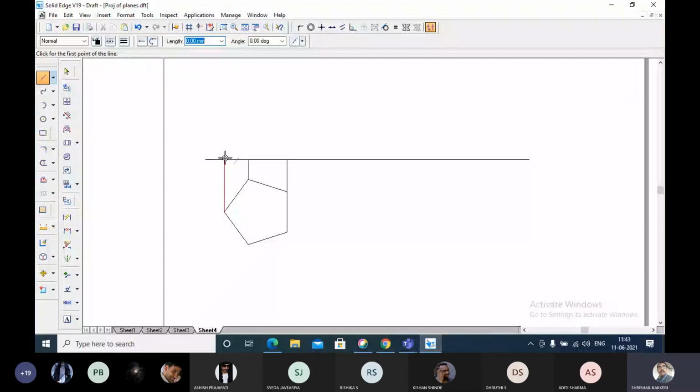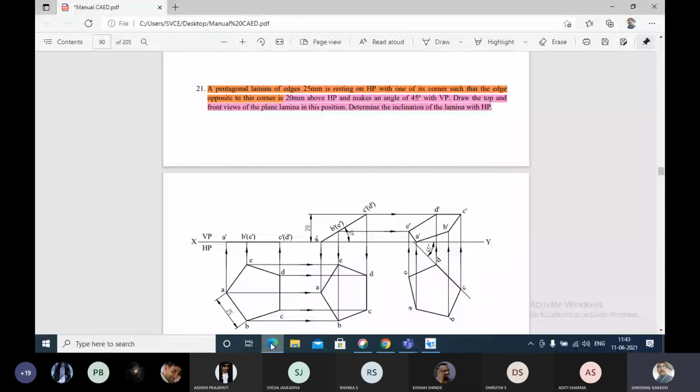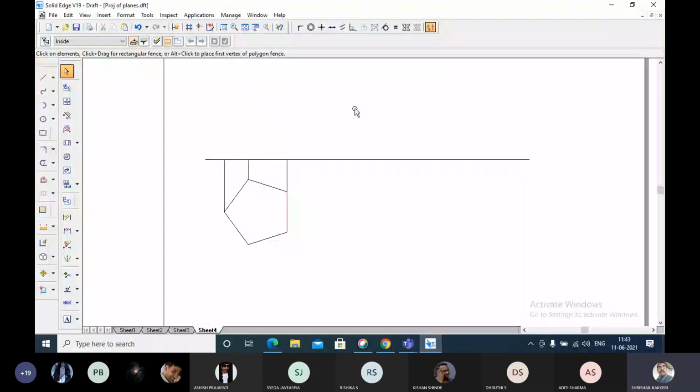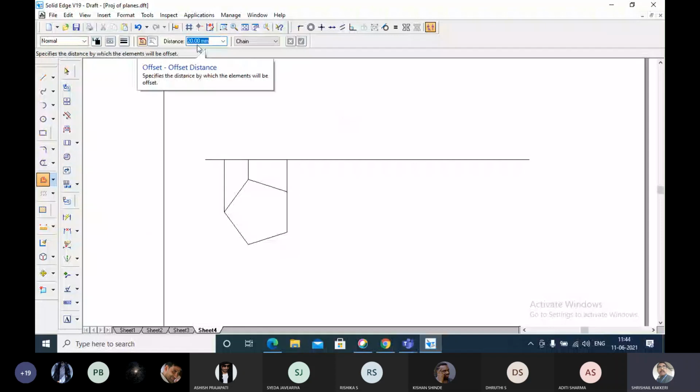Next, what they have given us, the edge opposite to the corner on which it rests is at a height of 20 mm from the horizontal plane. One can construct a 20 mm line and draw it, or directly go for the offset command. Use the offset command, and by default it keeps the previous value. Here, fortunately, in the previous class I had used 20 mm, so the 20 mm is retained as it is. Okay, you have to select it. I have selected it.